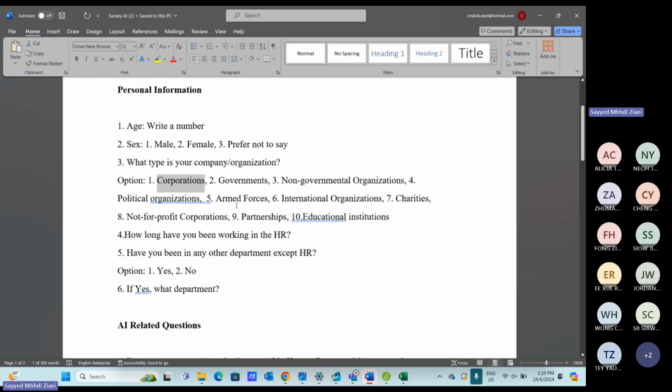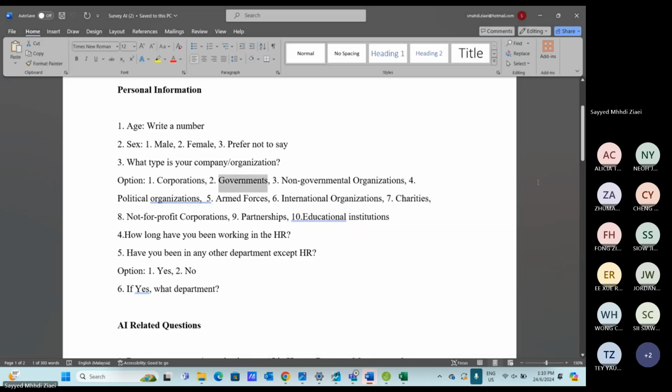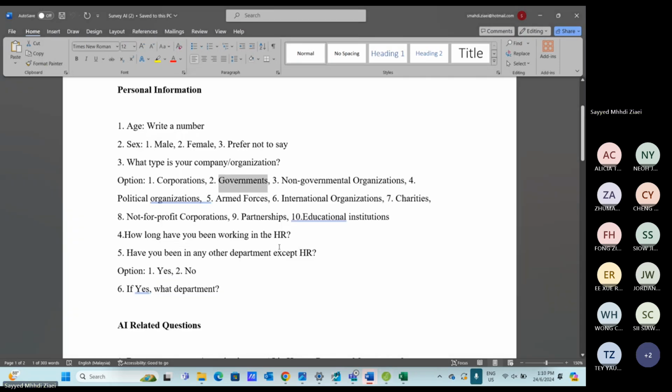Two for government. So then we have 6 international organization, and 10 is educational institution.